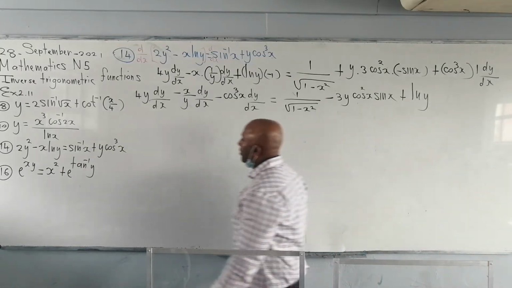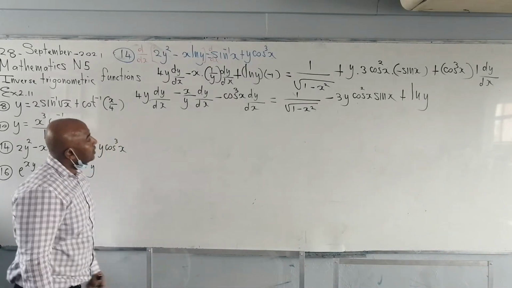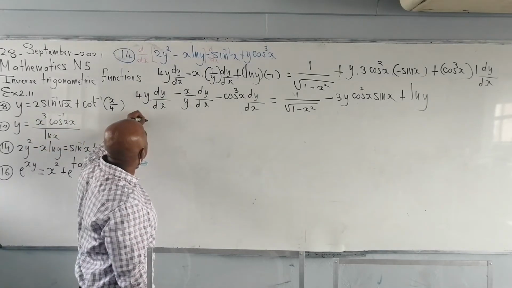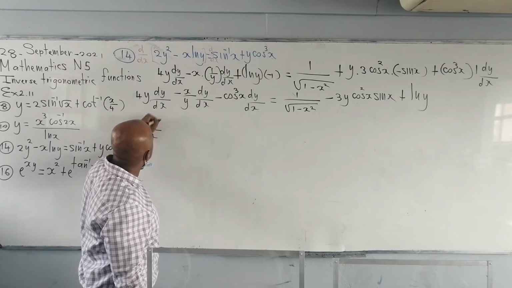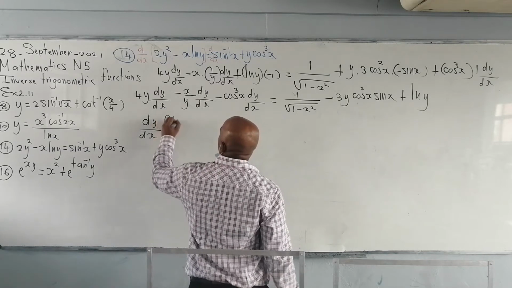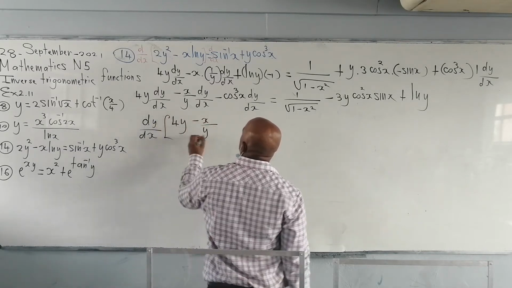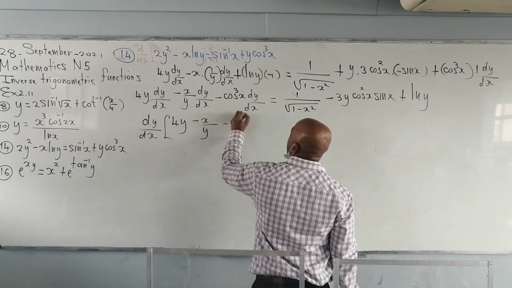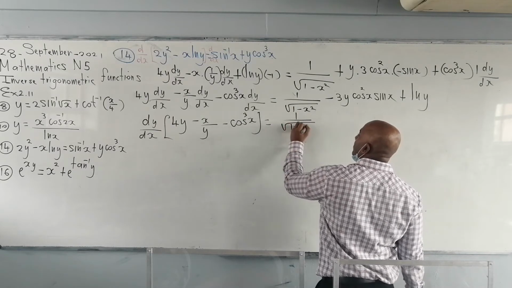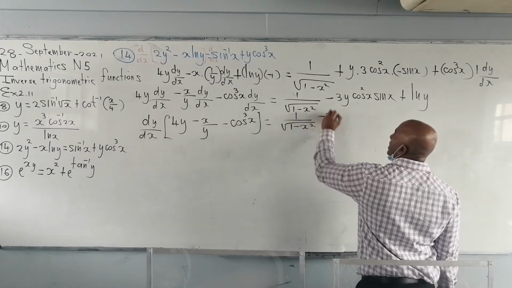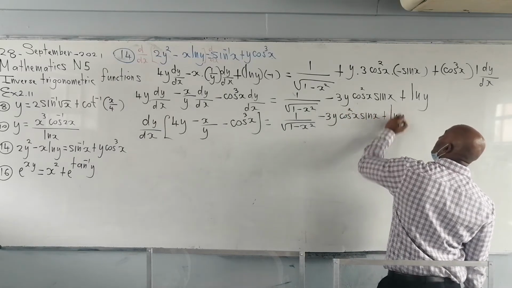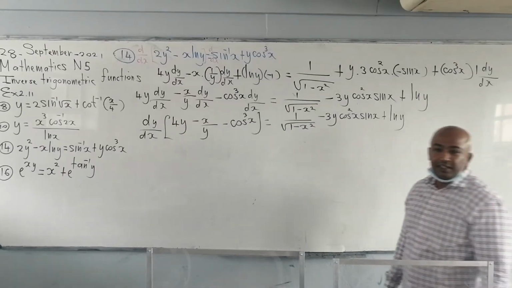Now, basically I'm just manipulating the formula. The main job is done now. So take out dy over dx as a common factor. So now I'm left with 4y minus x over y minus cos to the power 3. And on this side, I'm left with just 1 over the square root of 1 minus x squared minus 3y cos squared times sine x plus ln y. Divide, and then I'm done.